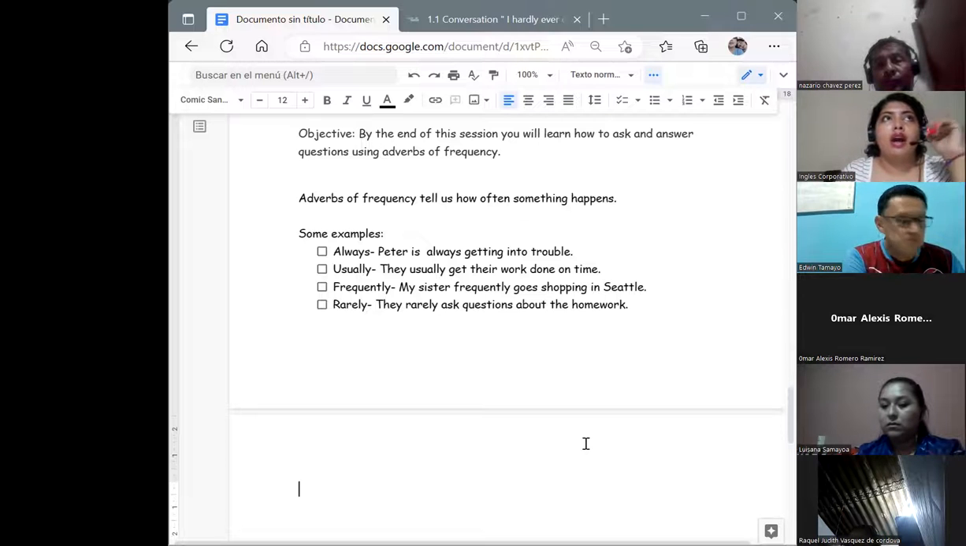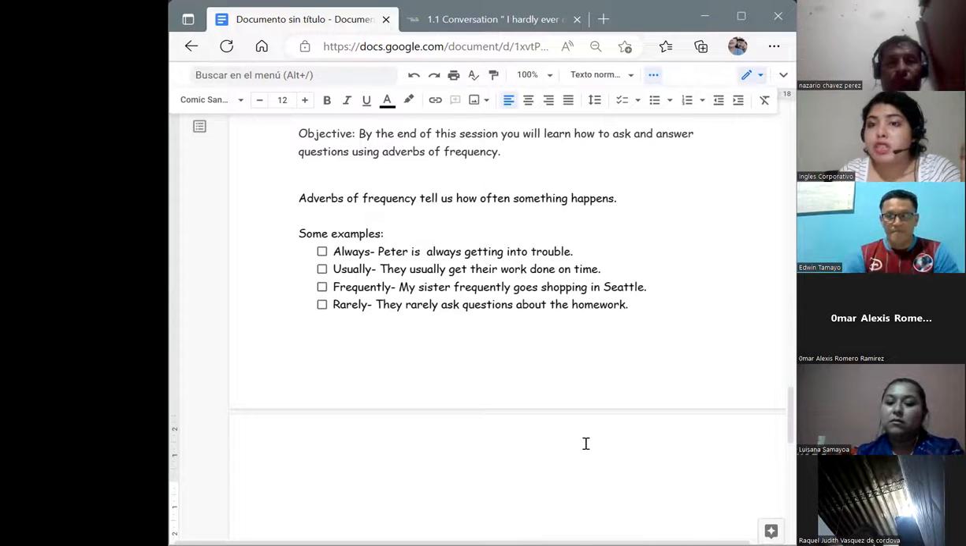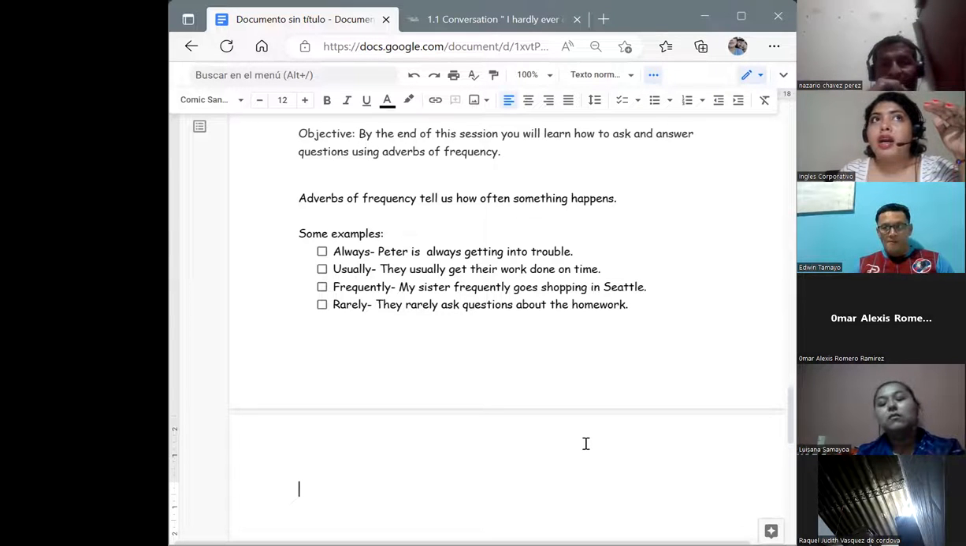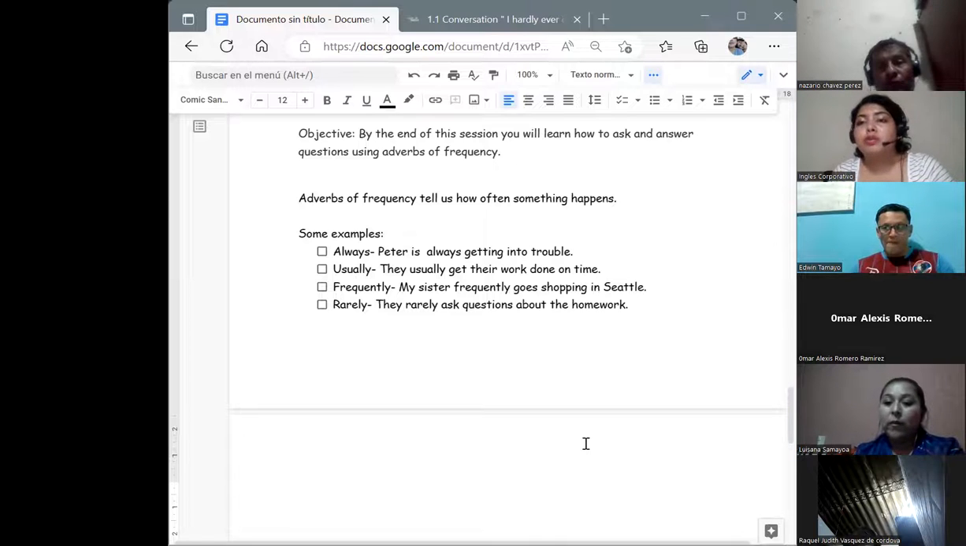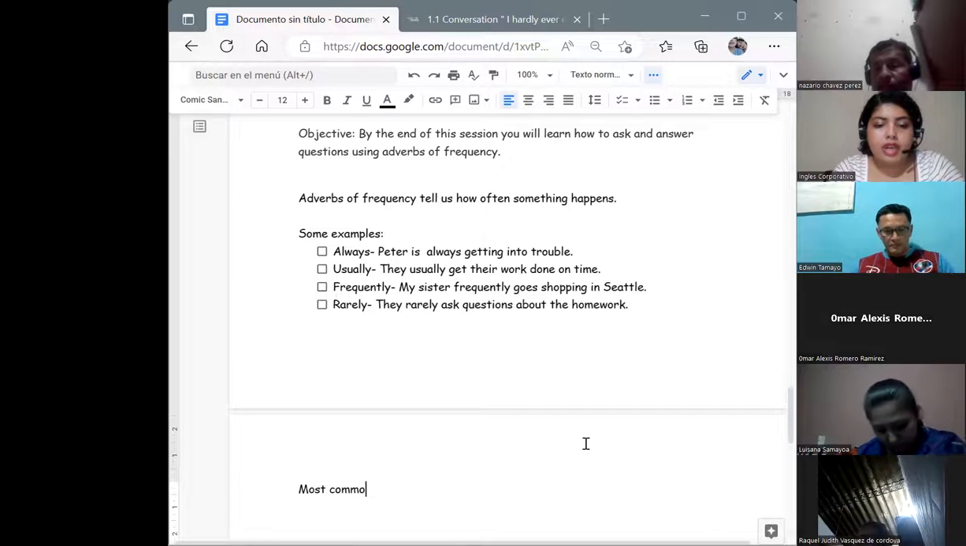We can say, because we are talking about the amount of time that we spend doing something. So we are going to see the most time that we spend doing an activity and the least time. Vamos a buscar palabras que utilizamos más para referirnos a cuando hacemos más una actividad y vamos a ir bajando a cuando menos hacemos una actividad. So, we are going to see the most common adverbs of frequency.